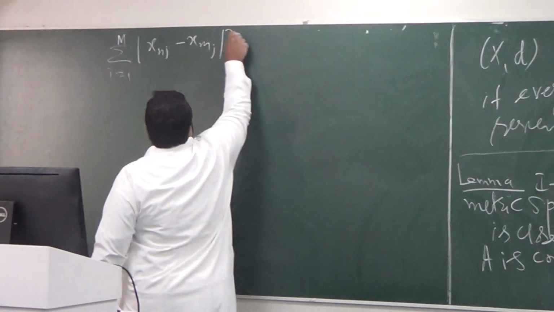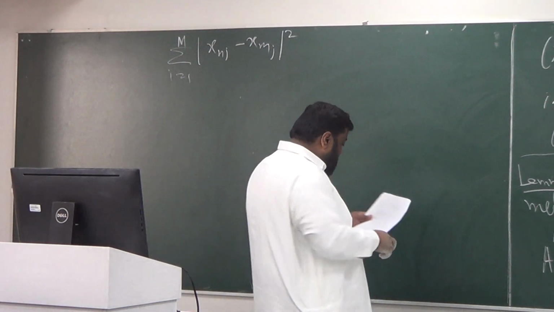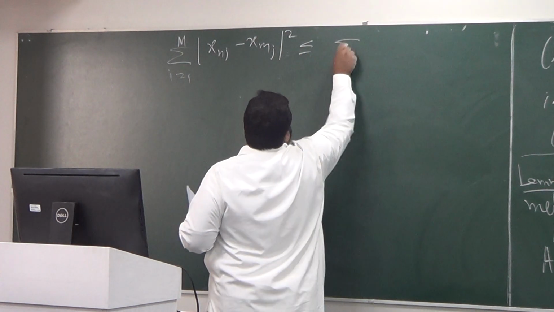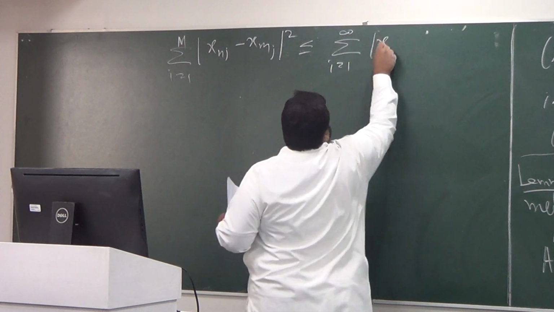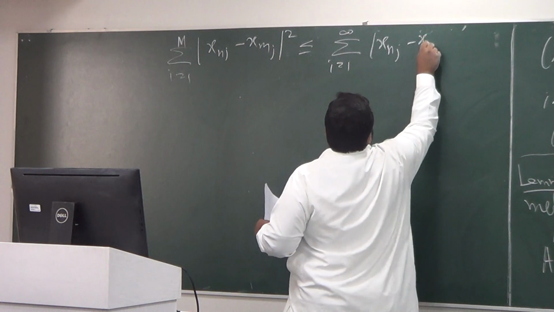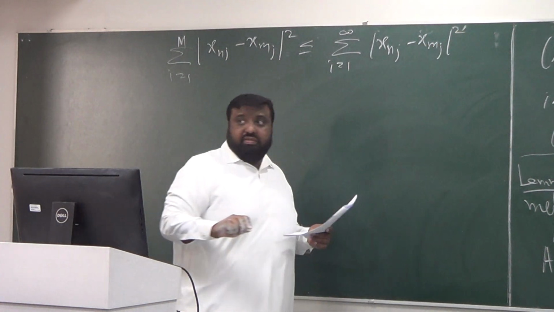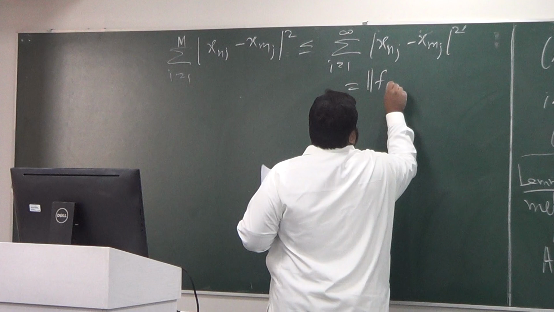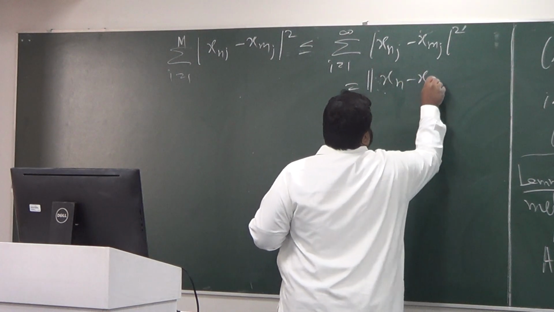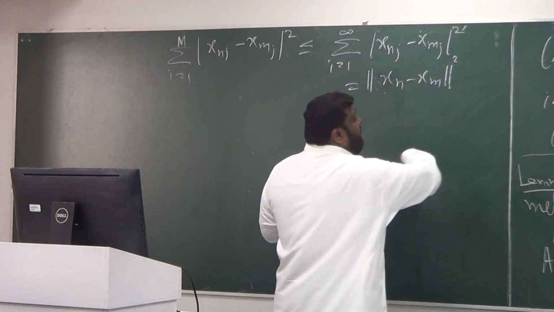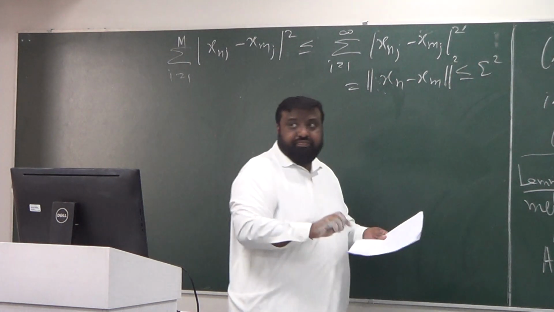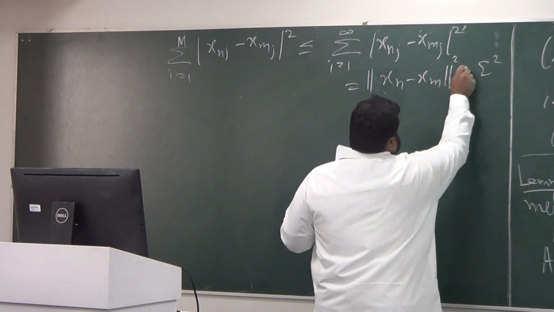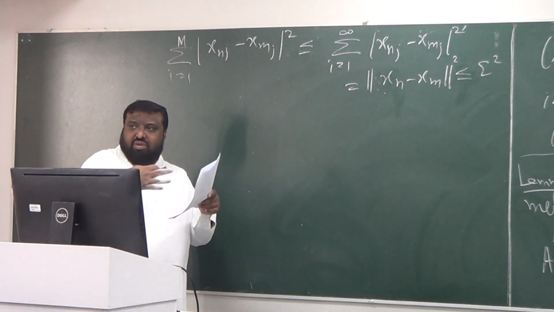The sum of xnj minus xmj squared, so this partial sum is obviously less than or equal to the infinite sum of xnj minus xmj squared. Agree? Which is equal to the norm of xn minus xm squared, and which can be estimated by epsilon square. Not estimated, but strictly, it could be less than or equal to, because when you square they might be equivalent.